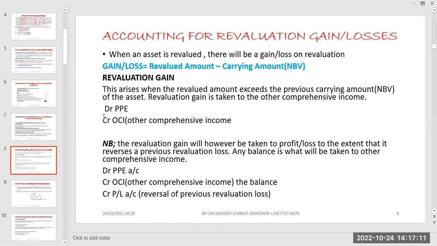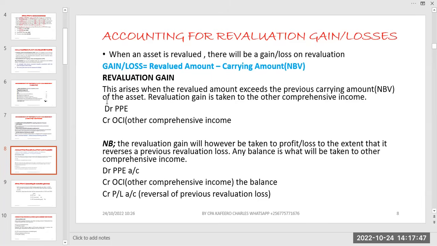So when there is a revaluation gain, remember these revaluation gains and losses are not actually realized. In actual sense, we have not incurred those losses; it's just that we've revalued the asset and got a higher figure, but we have not sold the asset. The asset is still with us, and what we only did is to get its current market value.